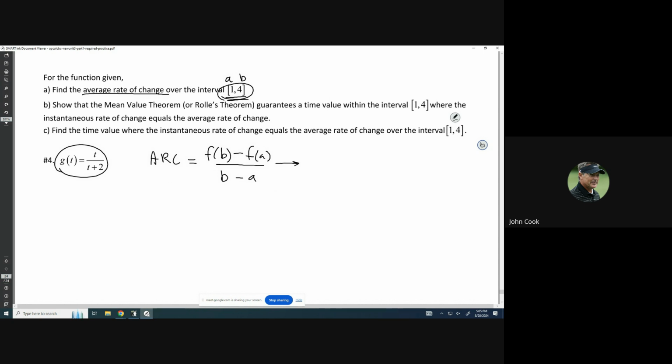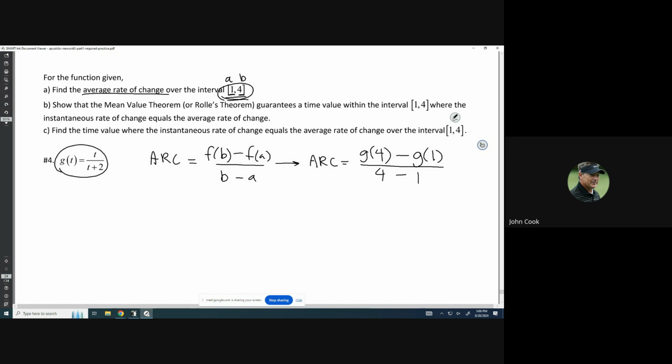Okay, so let's translate this into the stuff that we have. The average rate of change for this function over the interval 1 to 4 will look something like this. If I take the g function and I plug in the b value, which is the last value in my endpoint, 4, this is going to give me some y value, right? So I'm going to subtract away the other y value for the endpoint. So that's going to be g of 1. And then I'm going to divide that by the difference of the x values that I'm using.